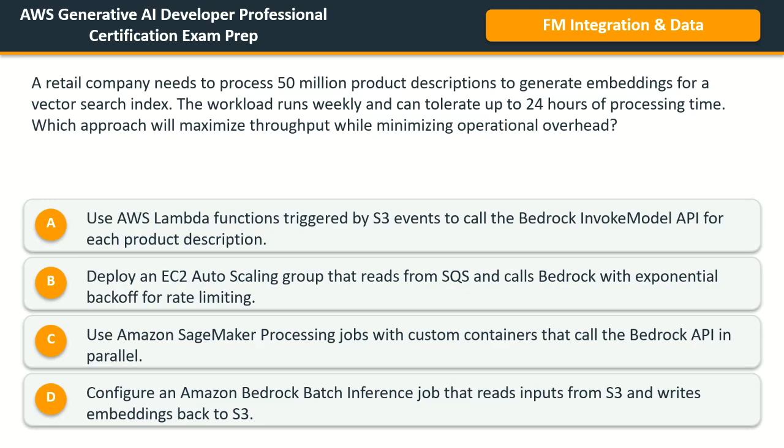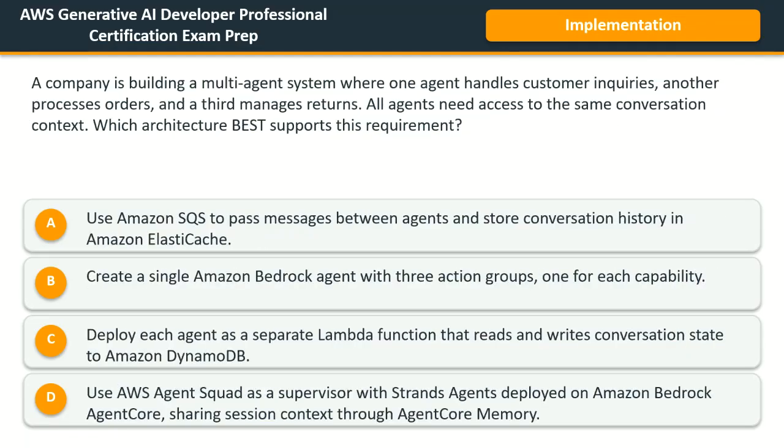A company is building a multi-agent system where one agent handles customer inquiries, another processes orders, and a third manages returns. All agents need access to the same conversation context. Which architecture best supports this requirement?